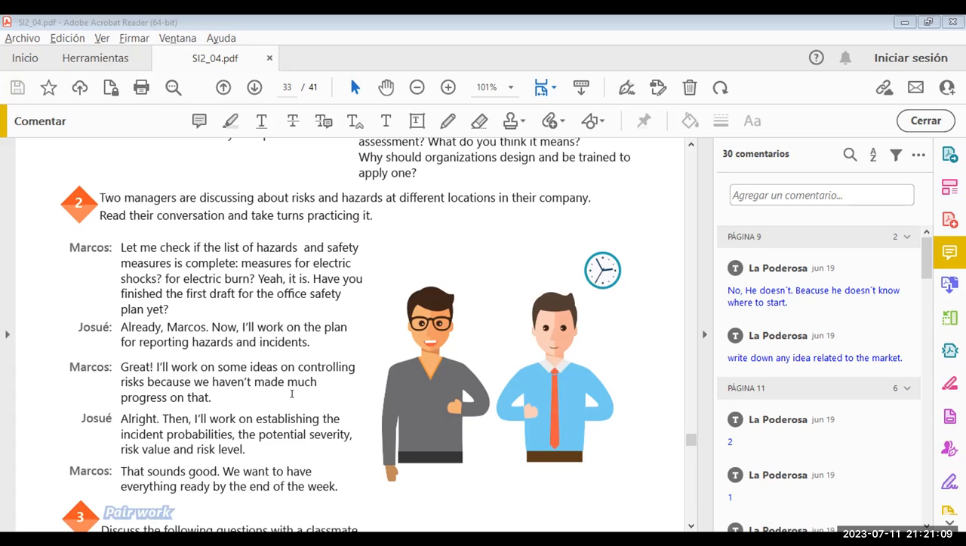Okay. Hoy viceversa. Okay. Bueno, let me check if the list of hazard and safety measures is complete. Measures for electric shocks, for electric burn. Yeah, it is. Have you finished the first draft for the office safety plan yet?